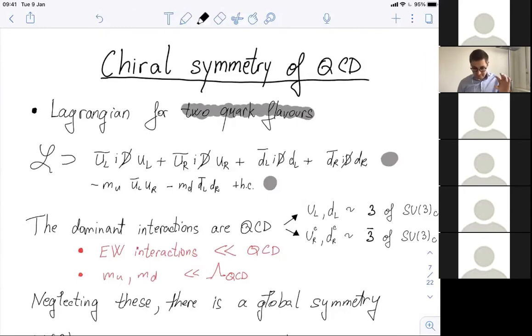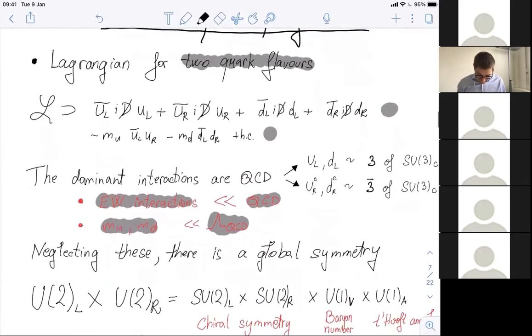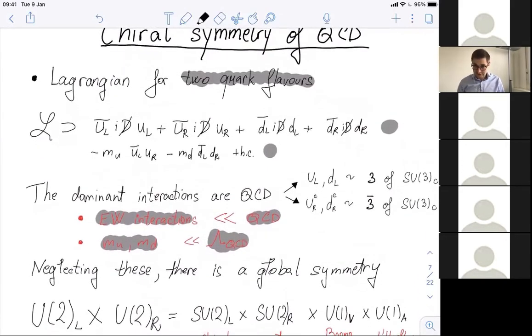Now, at the scale which we are interested in, the QCD scale, QCD interactions are the dominant ones. The dominant effects come from strong dynamics. Everything else in this Lagrangian is a perturbation. For example, the masses of the quarks are much smaller than the QCD scale, and also electroweak interactions are much smaller than the QCD interactions. It is a very smart thing to first neglect these terms and see what kind of symmetry structure we have. There is in fact a global symmetry, which is U2L times U2R.